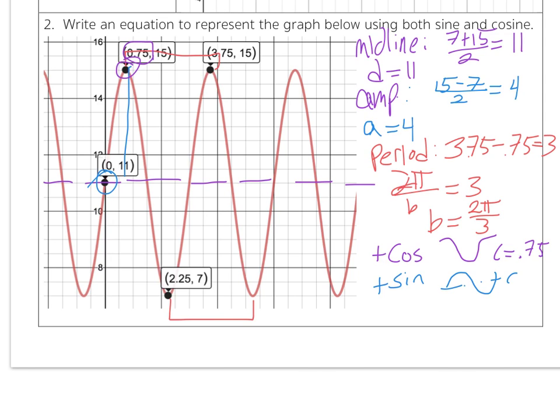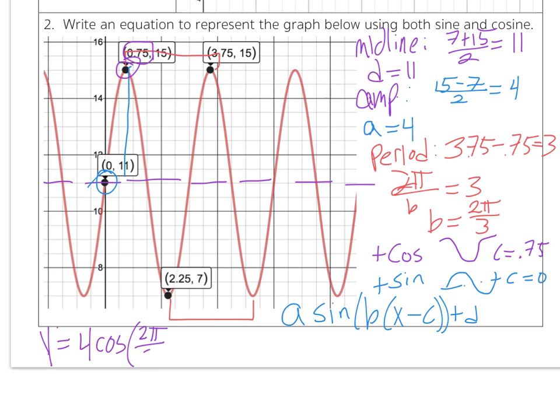And my value there would be 0. Building my equation, these in general should look like a sine b times the quantity x minus c plus d. So in terms of building this, my first equation for cosine would be y is equal to 4 cosine 2 pi over 3, the quantity x minus 0.75, and then plus 11.